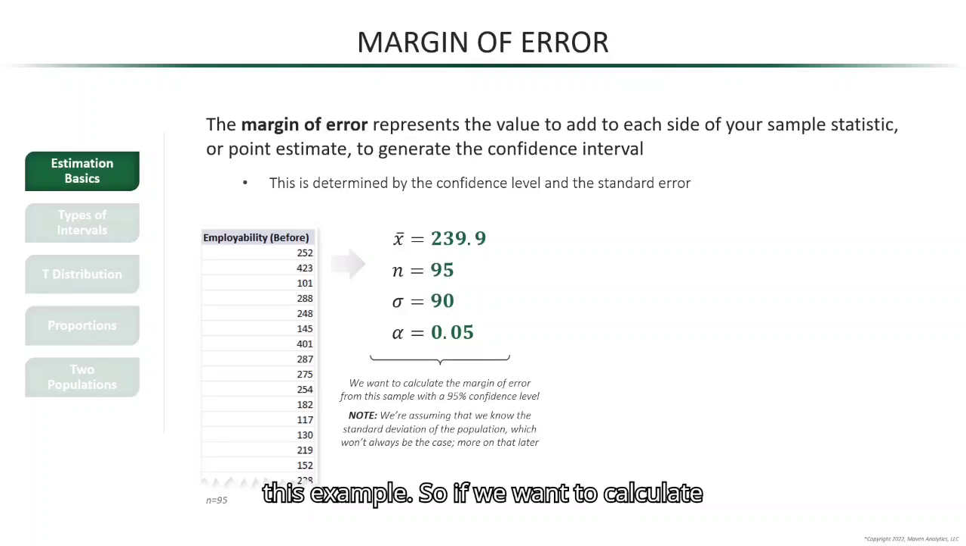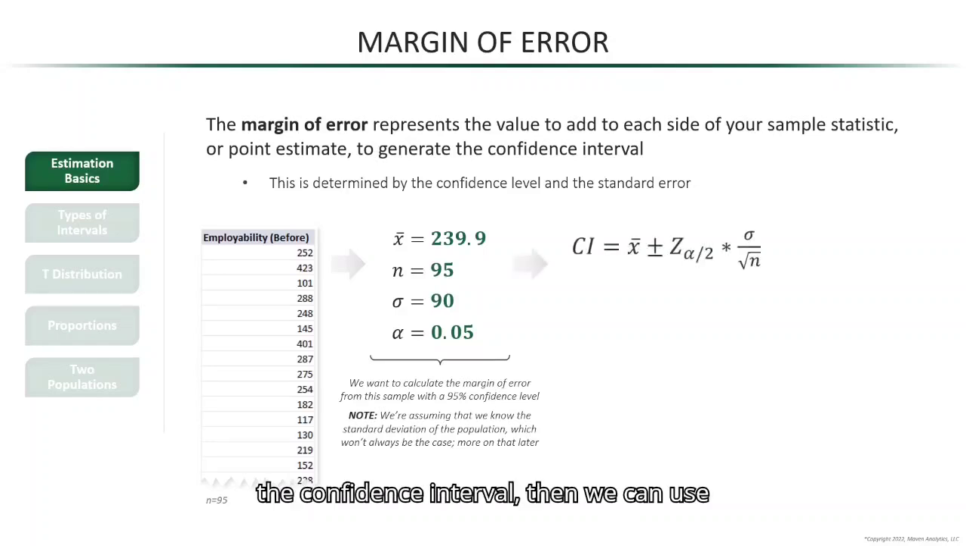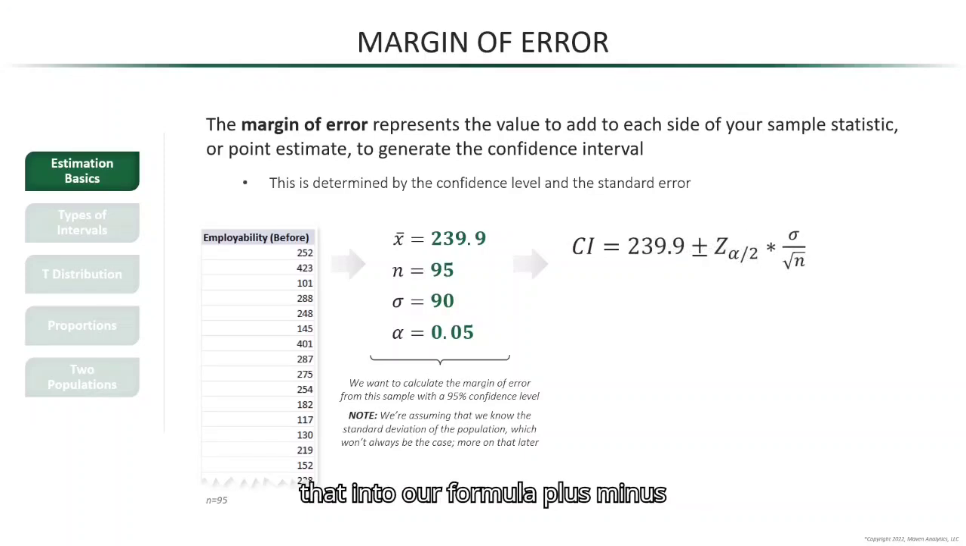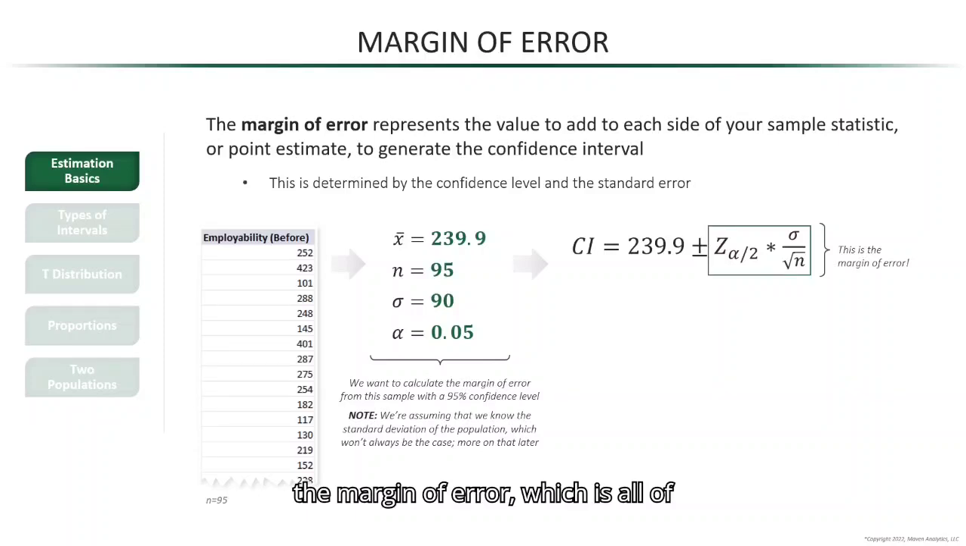So if we want to calculate the confidence interval, then we can use this formula, which seems unfortunate, but it's actually quite simple. We have the point estimate first, which is our x-bar, or sample mean, and let's just plug that into our formula, plus minus the margin of error, which is all of this.